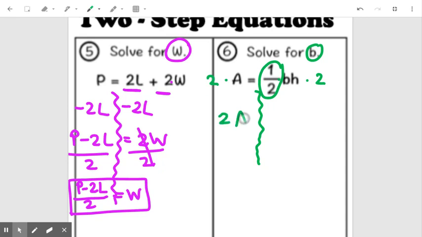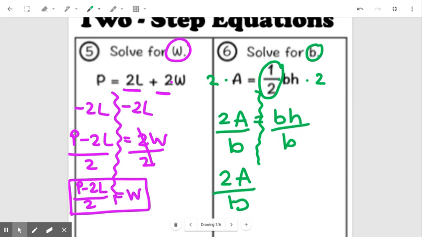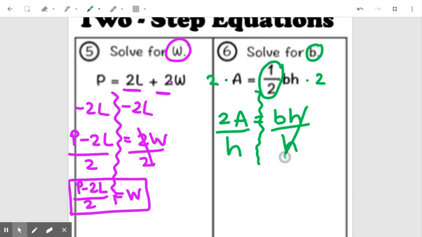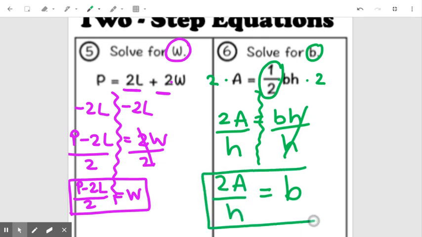That gives me 2A equals BH. And now if I'm trying to solve for B, I know that this H is being multiplied by it, so I'm going to divide both sides by B, and I get 2A over B. I'm sorry. I was starting to multiply or divide by the wrong thing. I'm solving for B, so I apologize for that. What I want to do is I want to divide both sides by H, so the H's will cross out. And I get B is 2A over H. All right, so it's easy to get lost in these. You got to be careful.